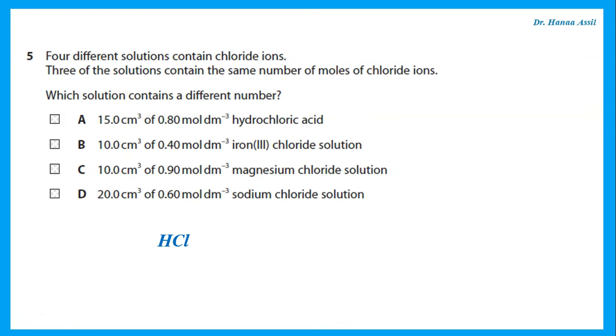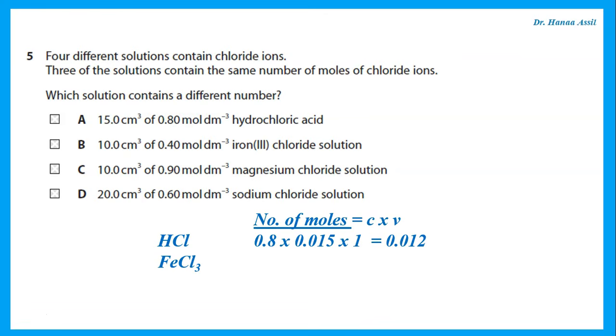So the first choice is for HCl. We have a certain concentration, a certain volume. Now, concentration times volume is the number of moles. Now, how many chloride ions per mole? HCl has 1. So to get the number of moles of chloride ions, you multiply the number of moles of the HCl by 1. What about FeCl3, iron 3 chloride? The number of moles times how many chloride ions? This has 3 chloride ions.